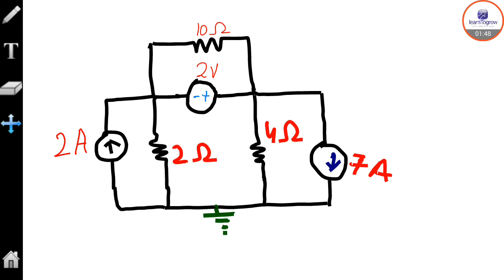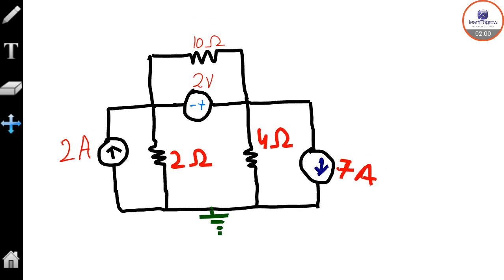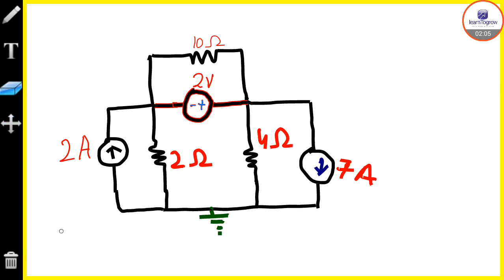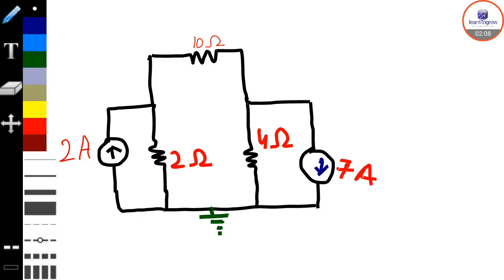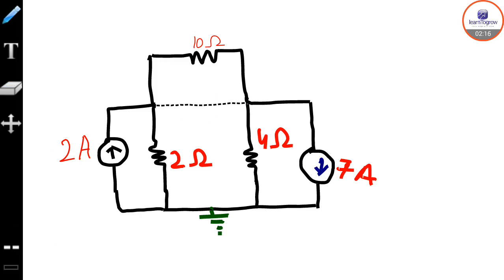In the first part we make this supernode a short circuit. In the first part we are going to remove it. This whole thing will become a short circuit. Now we are proceeding with our first part, and when we apply KCL we define currents first.